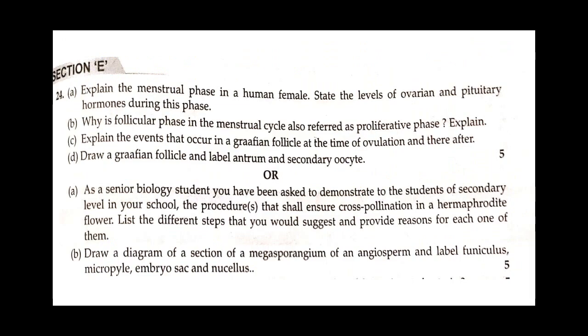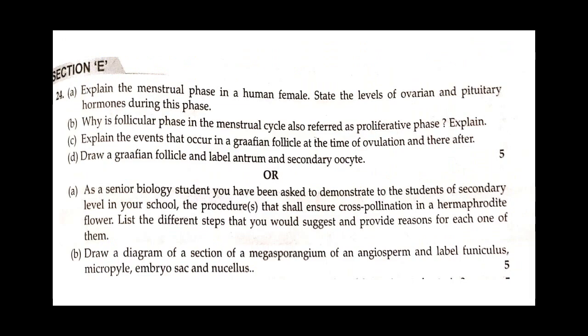Now next is: why is the follicular phase called the proliferative phase? That you have to describe. Okay, the explanation is given; write down the definition and then you can add on. Since the follicle and the endometrium proliferate during the follicular phase, it is also known as the proliferative phase. Now explain the events that occur in the Graafian follicle at the time of ovulation and thereafter. So what are the events occurring?